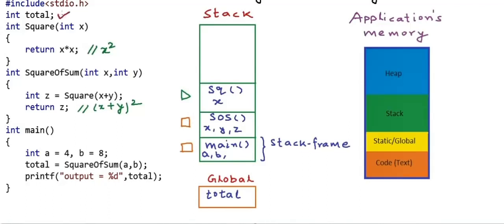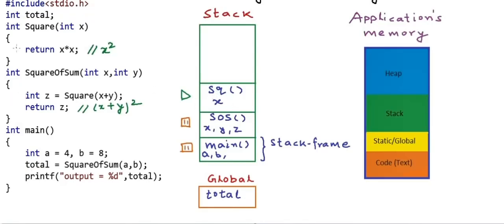Okay, so this total is a global variable. It sits here in this section. Global variable because it is not declared inside a function. We can access it anywhere. And then we go to this particular statement where we call square of sum, and square of sum is calling square. So right now this is our call stack.